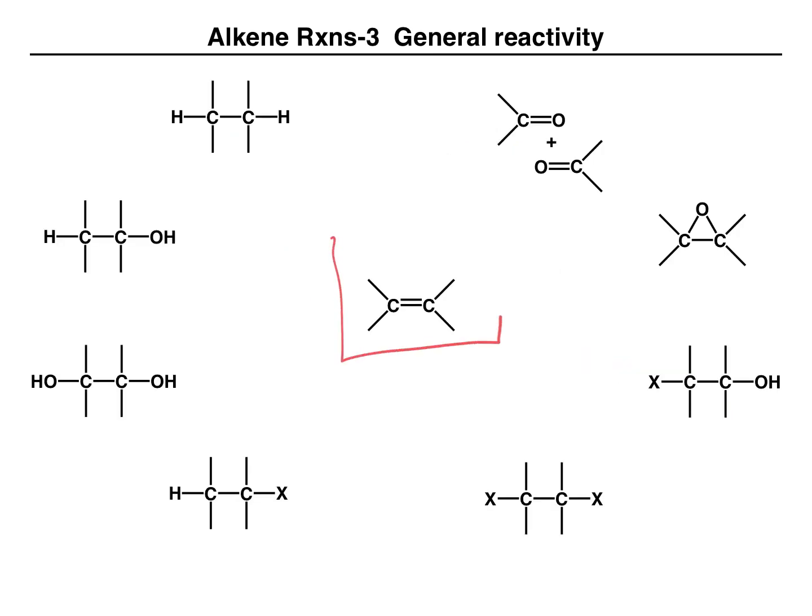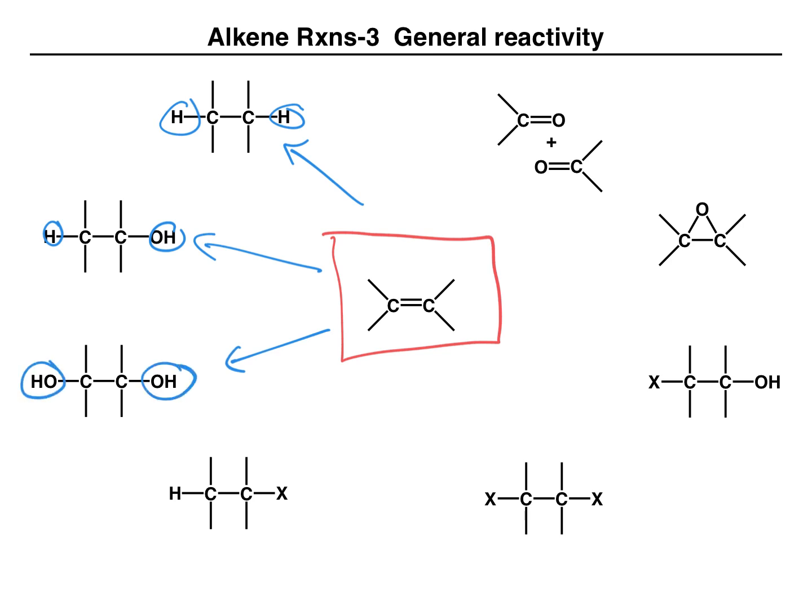Alkenes have a very central role in terms of synthesis. Alkenes can be converted to alkanes, so we're adding H2. Alkenes can be converted to alcohols, so we're adding H and OH across the double bond. Alkenes can be converted to diols, so we're adding OH to each of the alkene carbons. Alkenes can be converted to alkyl halides, where we add HX across the double bond.